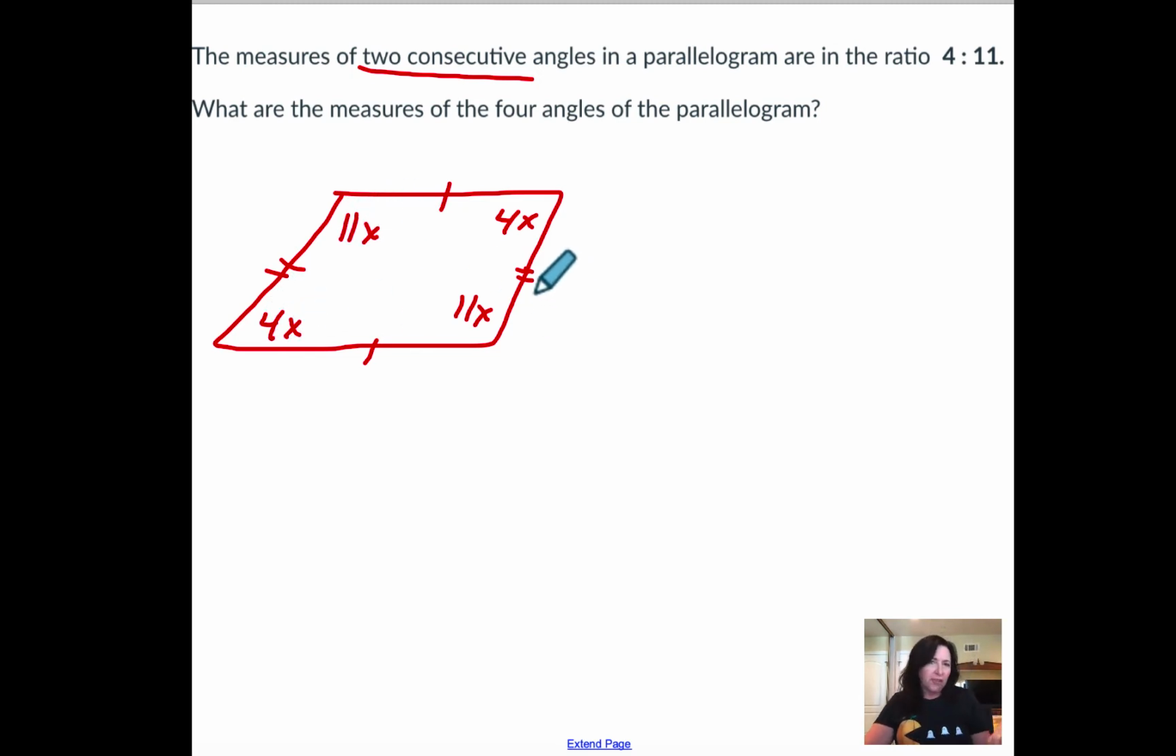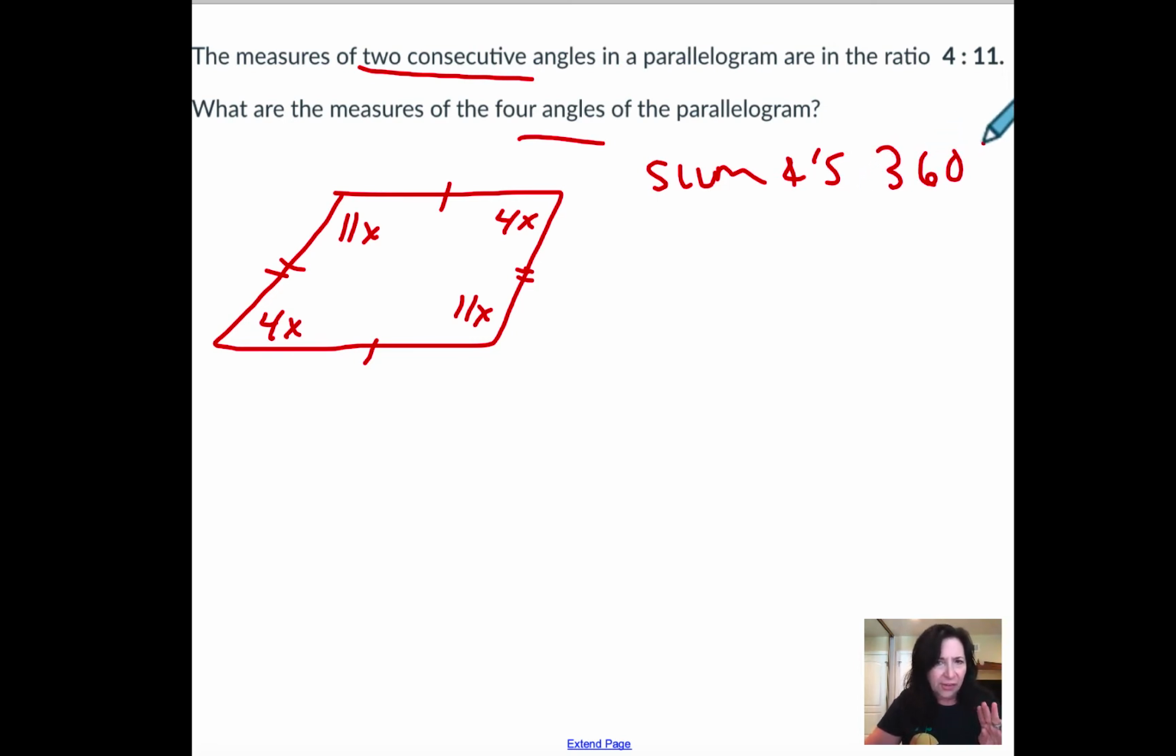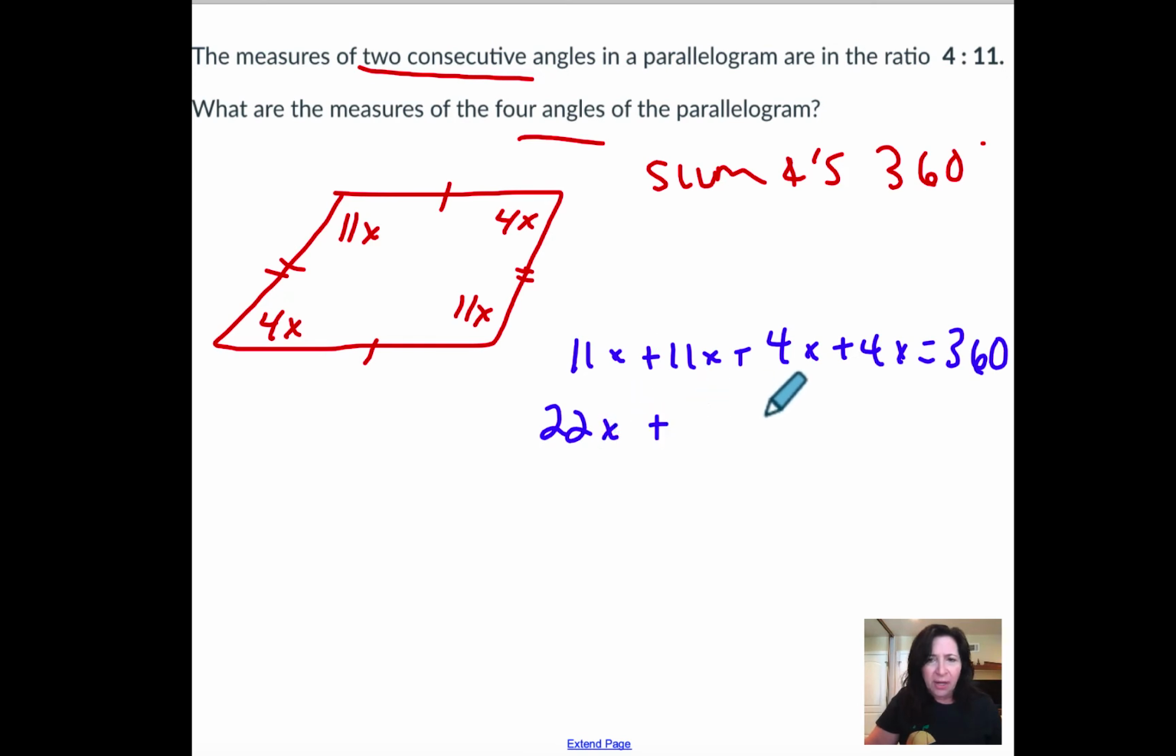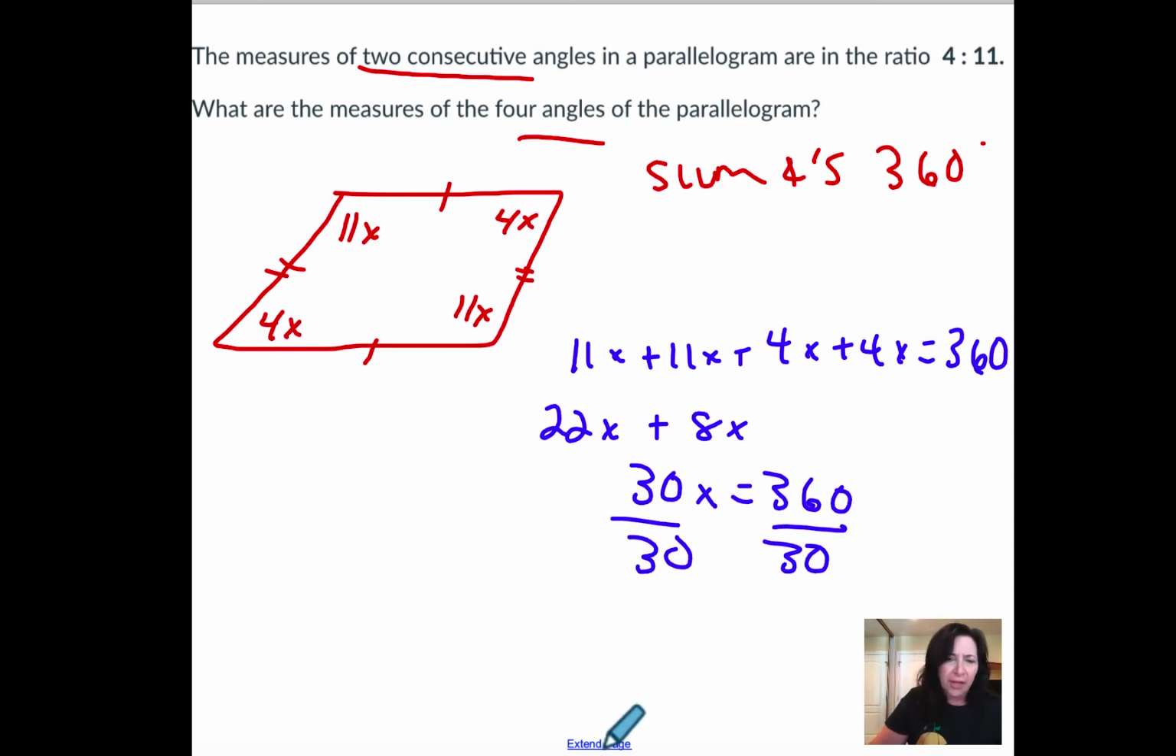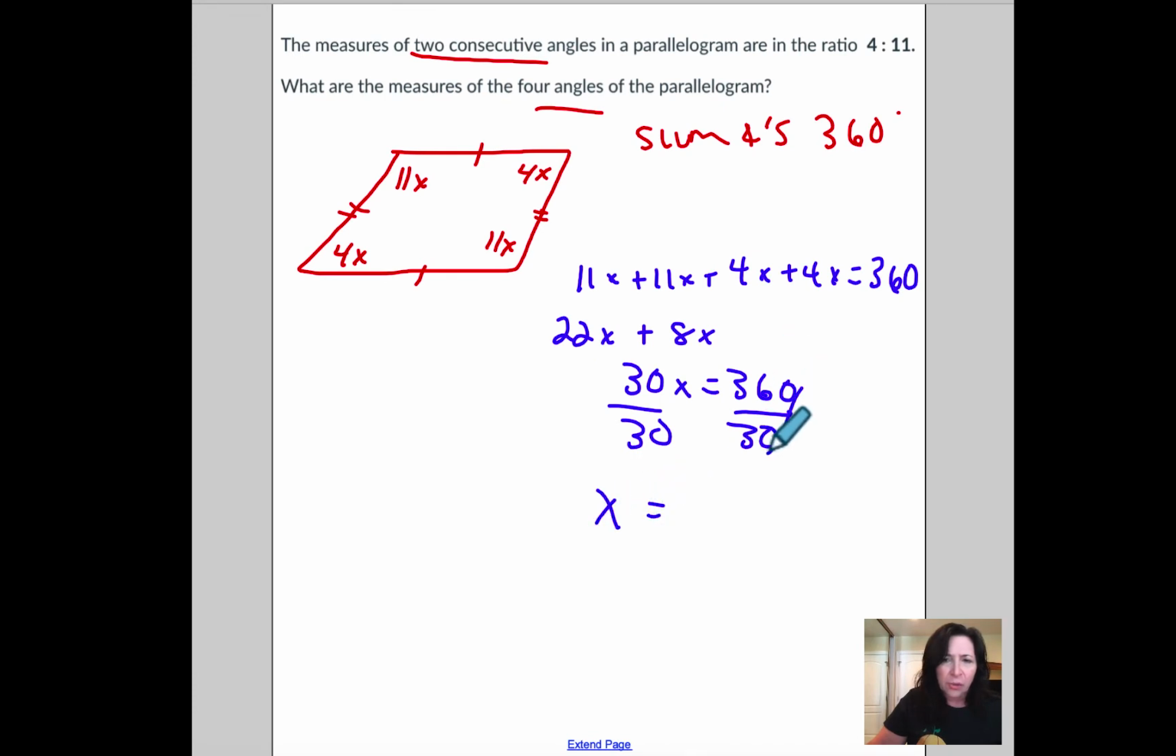Of course, they're not talking about perimeter because we are talking about angles. What are the 4 angles of a parallelogram? Remember that the sum of the angles in a quadrilateral, any 4-sided shape, is equal to 360 degrees. So we're going to add up all those angles inside: 11x plus 11x plus 4x plus 4x is equal to 360 degrees. So what is that? 22x plus 8x, so that's 30x, is equal to 360. I'm going to divide both sides by 30, and I'm going to get x is equal to 12.